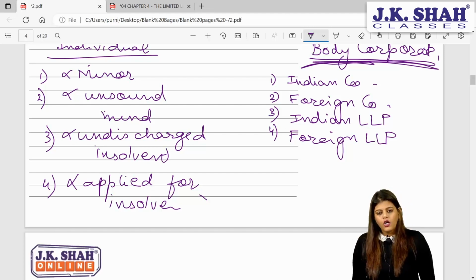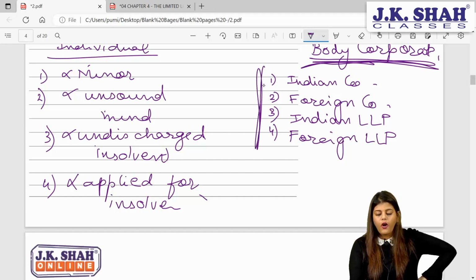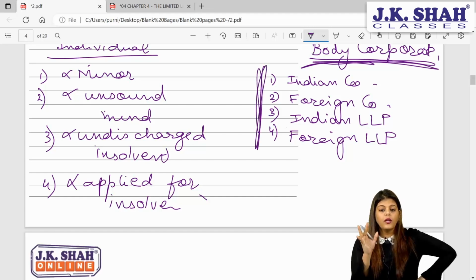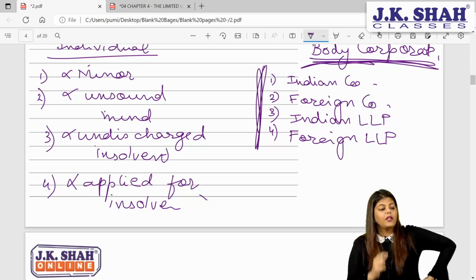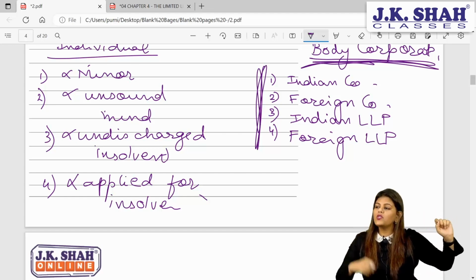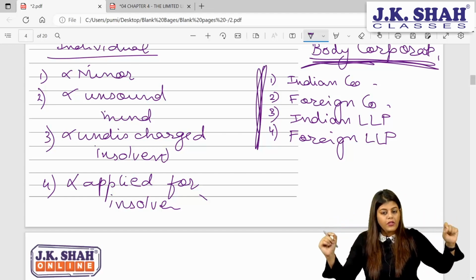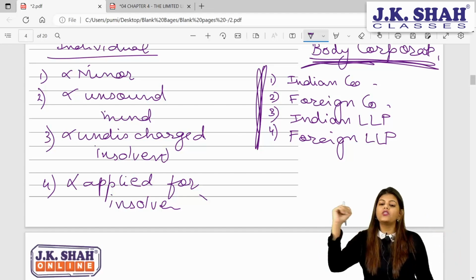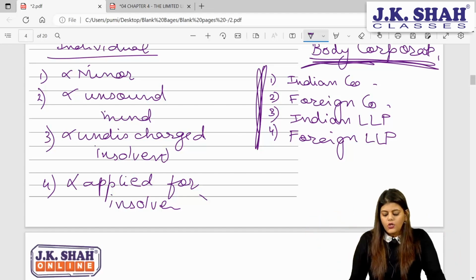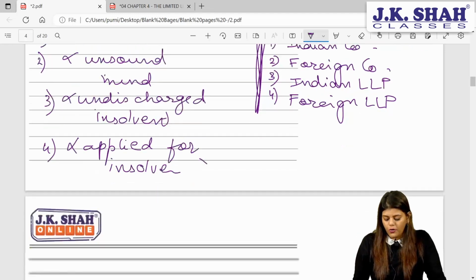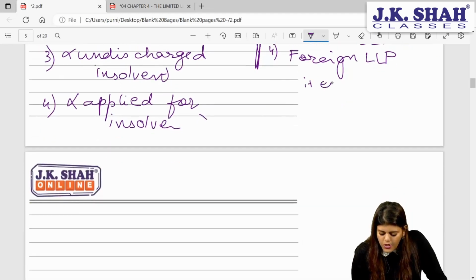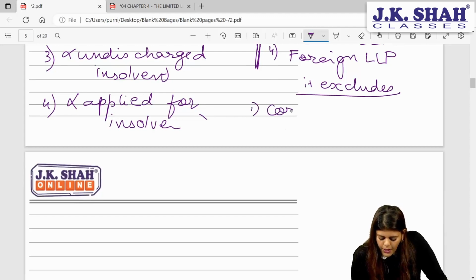Simple, same thing. So when I said these 4 are body corporates, that means these 4 can become partners of an LLP. Meaning an Indian or foreign company can become a partner of another LLP, and an Indian or foreign LLP can become a partner of another LLP. So they all come in the category of body corporate, but it excludes someone. First one is corporation sole.